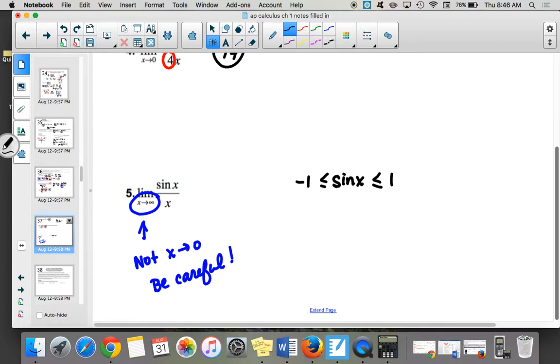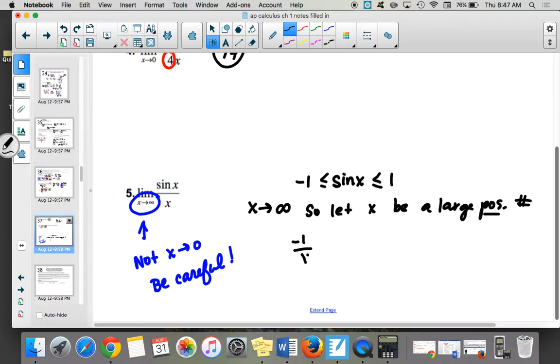Okay, we want to be able to divide by x. But that's a little tricky because sometimes x is negative. If x is negative, it flips all of our signs. How do I know I'm not going to plug in values that are negative? Because I'm going to infinity, right? So x goes to infinity. So let x be a large positive number. Okay. So then we can squeeze it. So we're going to divide by x, divide by x, and divide by x.